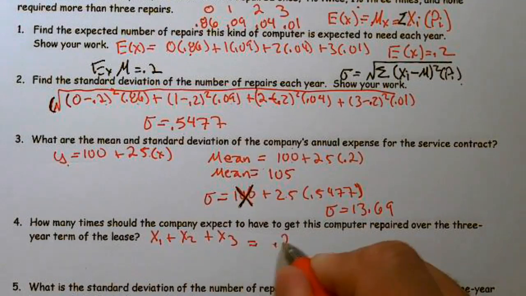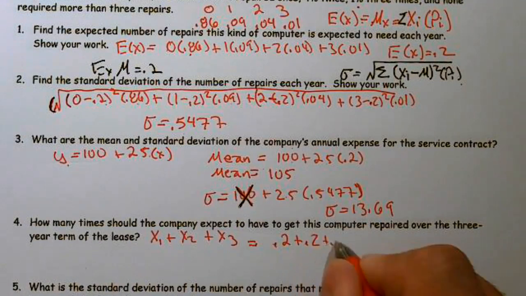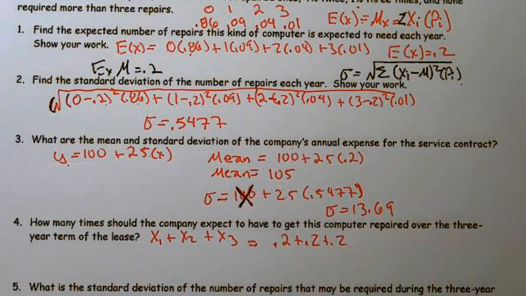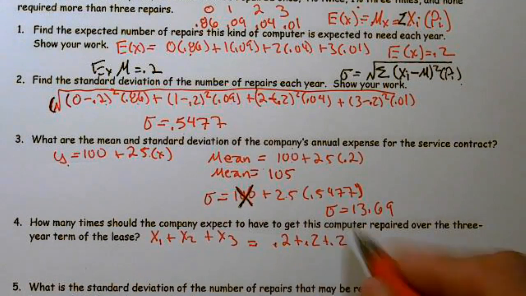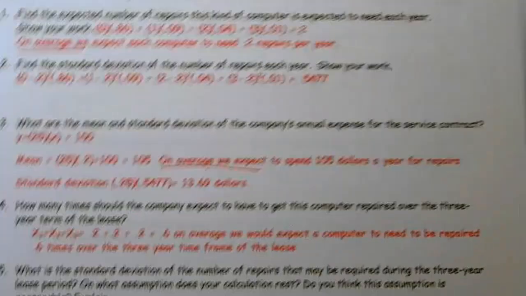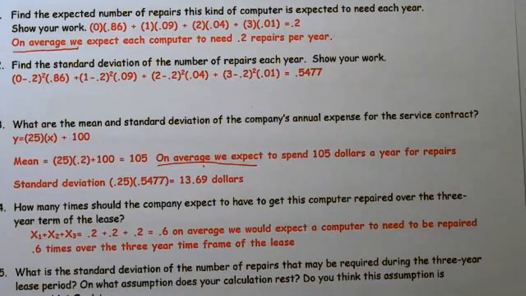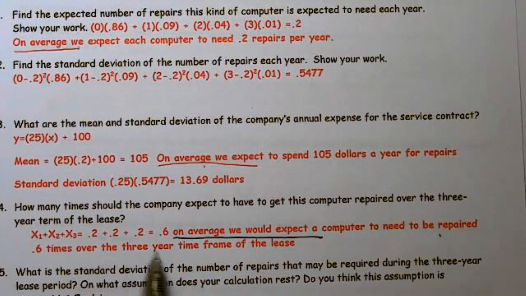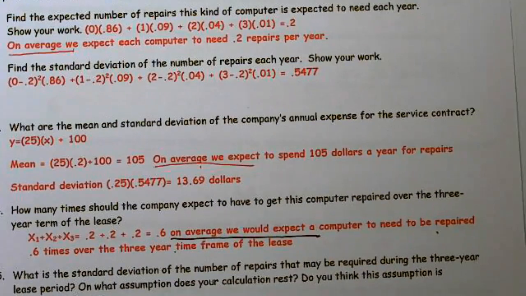So when I'm combining my random variables, I can combine them together with means just by adding them up directly, and I don't have to do anything fancy. There's no restriction. So this is going to equal 0.6. And so our sentence is going to be, once again, key phrase, got to get this down: on average, we would expect a computer to need to be repaired 0.6 times over the 3-year time frame, or over the 3-year lease. But on average, we would expect are the phrases that you really need to focus on.